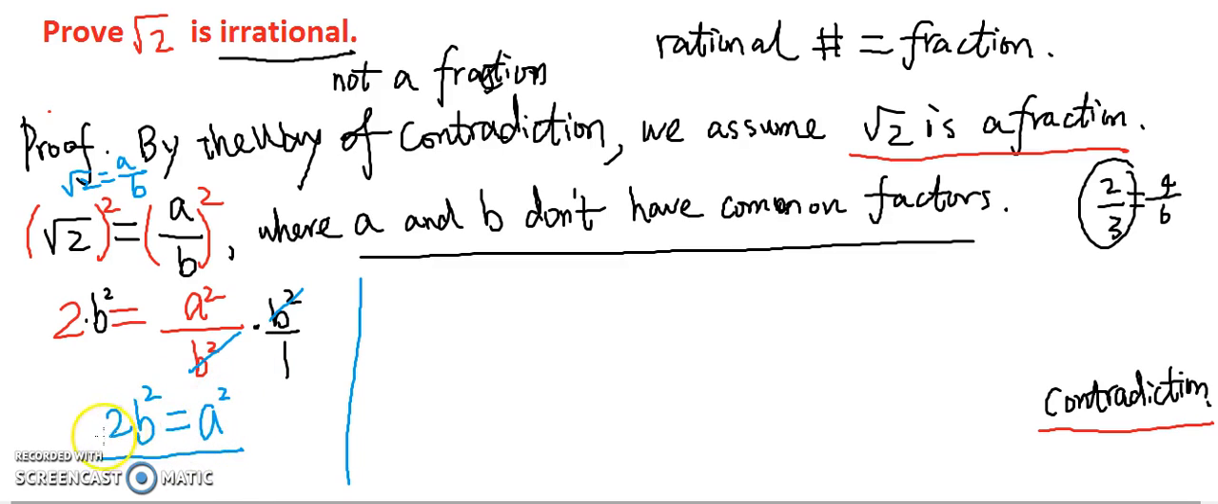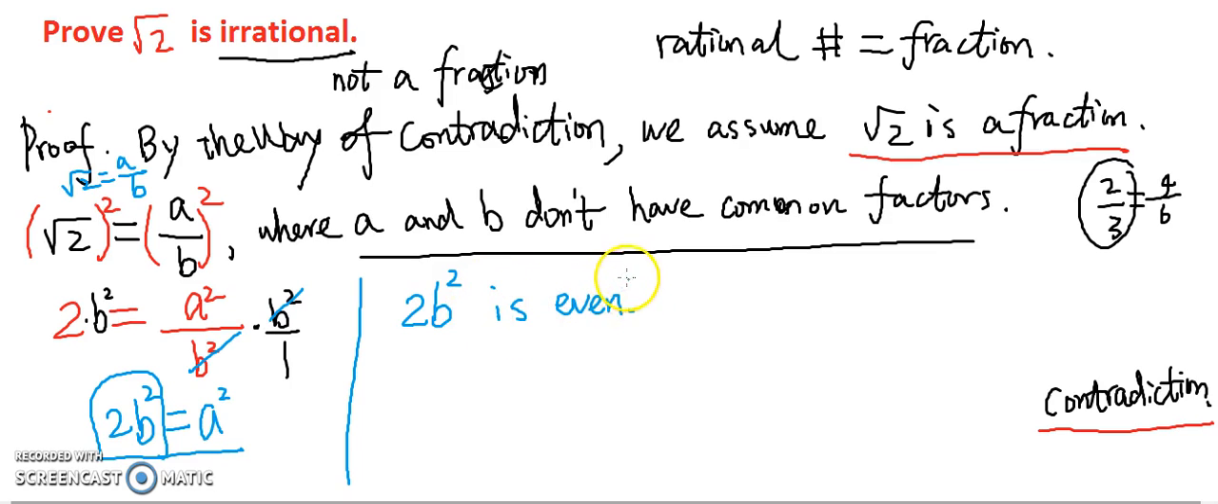If a number is multiplied by 2, that's definitely going to be what we call an even number. For example, 0, 2, 4, 6, and so on. So we don't know what b is, but it doesn't matter what b is. When you multiply any whole number by 2, you're going to get an even number. So 2b squared is even.